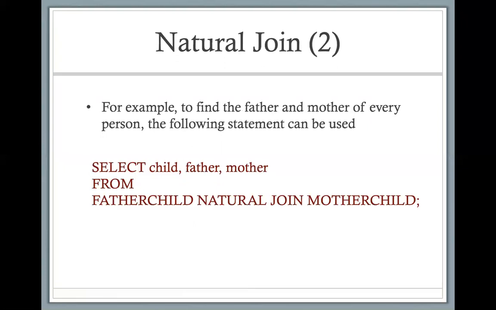For example, to find the father and mother of every person, remember you have 2 tables: father child, which has 2 attributes, father and child, and another table, mother child, which has 2 attributes, mother and child. I can do a natural join between these 2 tables, and that would equate the child in the first table with the child in the second table, and each would appear only once. So I can say select child, father, and mother from father child natural join mother child. Who can tell me what this query will give me? What is the goal of this query? Anybody?